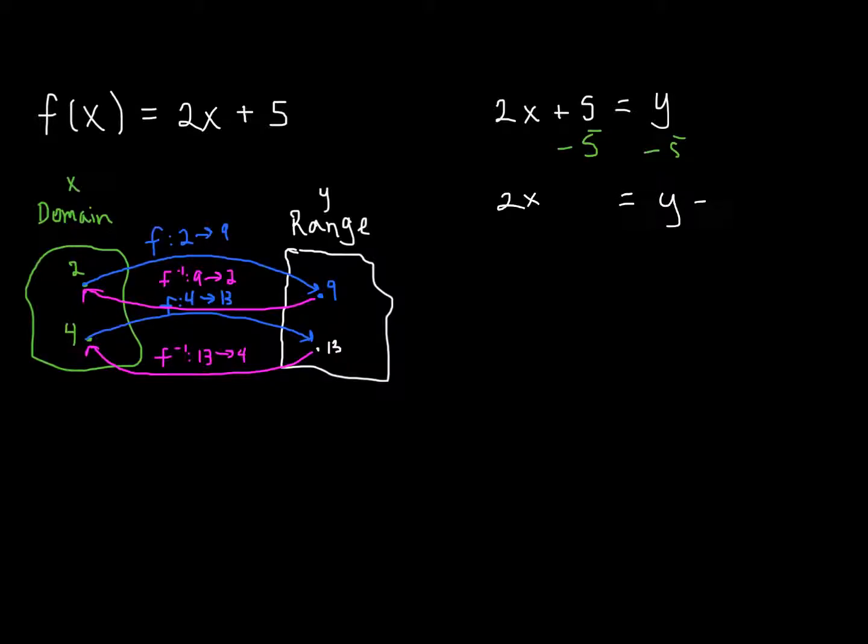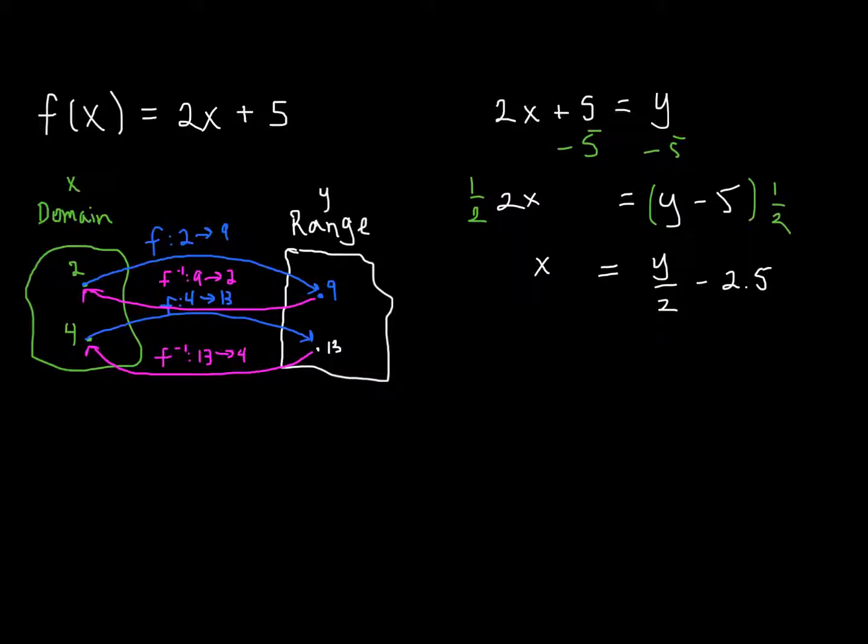2x is equivalent to y minus 5. Then we'll divide by 2 on both sides, or multiply by 1/2. Remember, you have to multiply everything by 1/2 here. And that will leave me with x is equal to 1/2 y, or y over 2, minus, and 5 times 1/2 is 5/2, or 2.5.